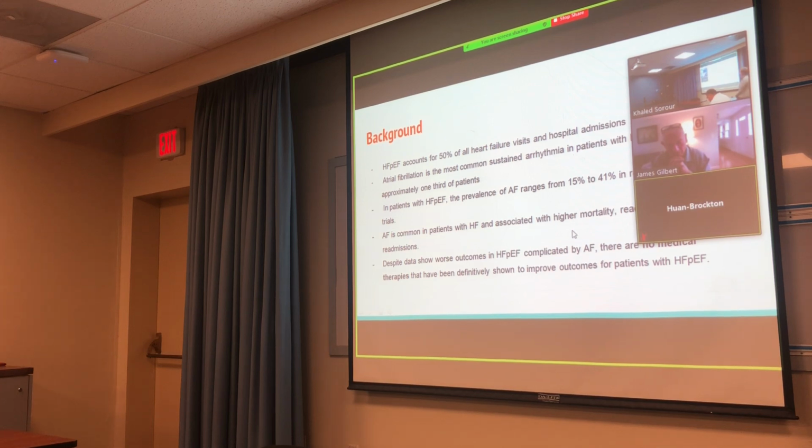So just a little bit of background. HFpEF, or heart failure with preserved ejection fraction, accounts for about half of all heart failure visits and hospital admissions. Afib, which is very common, is the most common sustained arrhythmia in patients with heart failure. It occurs in approximately 1/3 of patients. In patients with HFpEF, the prevalence is anywhere from 15% to 41%, depending on which study you're looking at.